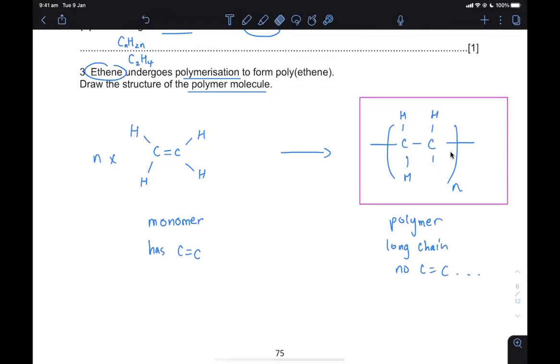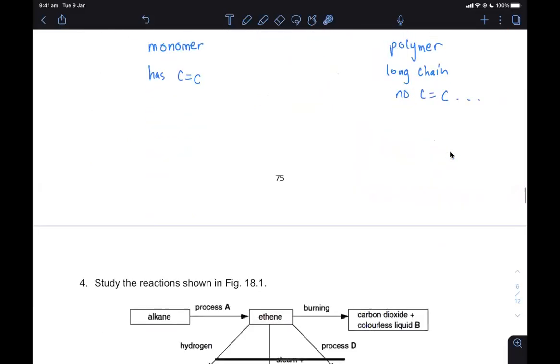It has to be an open chain, meaning you cannot have a hydrogen at the end because it's a polymer. Polymer, open chain. Open chain means it continues left and right. Because it's a long chain, it continues left and right. It just repeats itself left and right, okay?